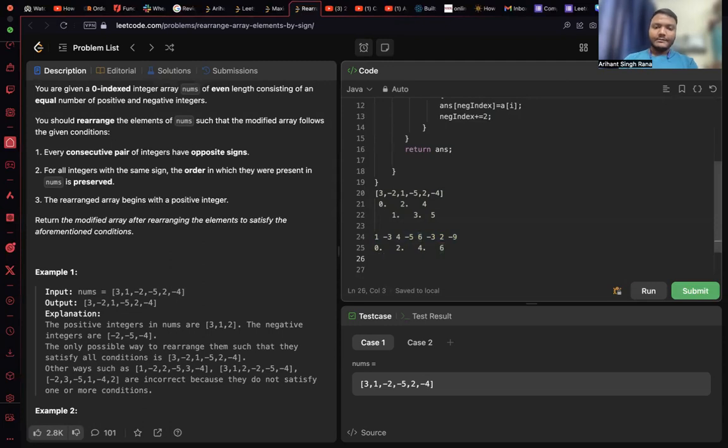Now coming to the negative numbers, the first index would be 1, the second would be 3, the third would be 5, and the last would be 7. Again, in the output array, the indexes for the positive elements are always even, which is 0, 2, 4, 6. And for the negative elements, they are always odd, which is 1, 3, 5, and 7.